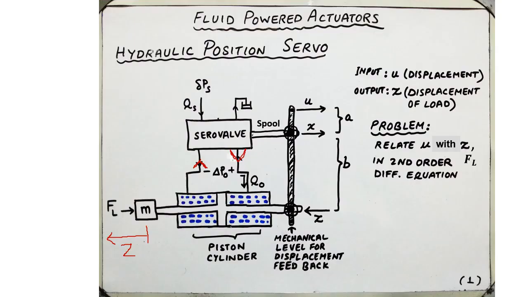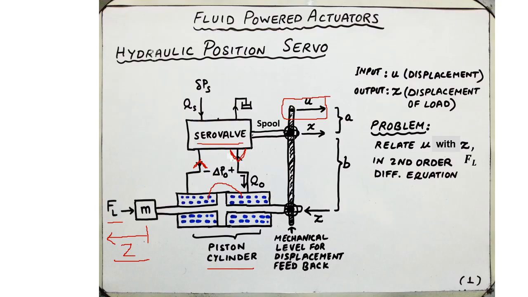Our first example is a hydraulic position servo, in which we wish to apply a small input displacement U over here to produce large displacement Z applied to the mass M experiencing an opposing force FL. The mass is connected to a piston in a piston cylinder that is filled with incompressible fluid. The pressure of the fluid across the piston in the cylinder is regulated by the servo valve shown here.